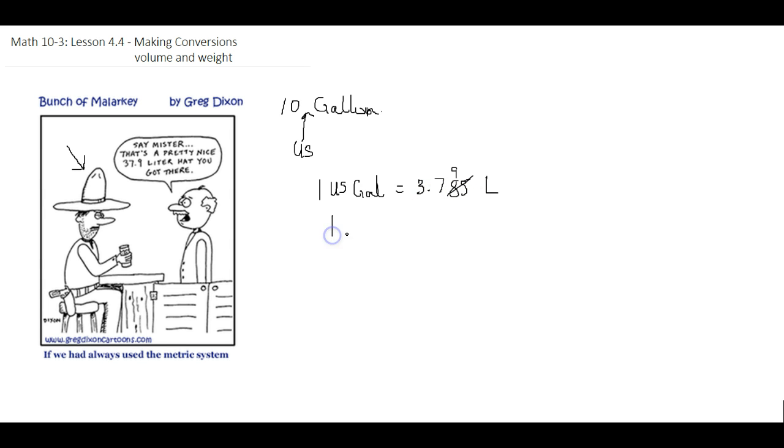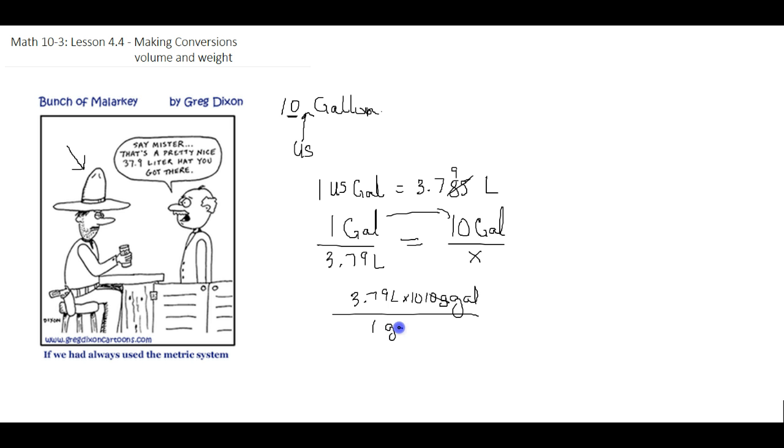Remember, we set these up as ratios, so 1 gallon is equal to 3.79 liters. We have a 10-gallon hat, so we match up and put our gallons on top because they match there, and we want to know how many liters that is. Well, we take 3.79 liters, multiply it by 10 gallons, oops, divide it by 1 gallon, so our units cancel, and there we go. We've got a 37.9 liter hat.